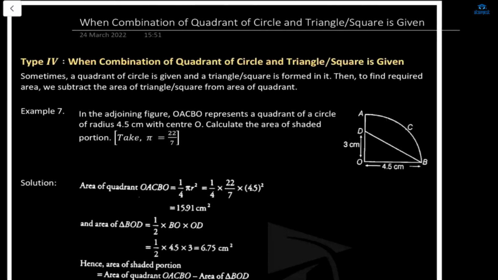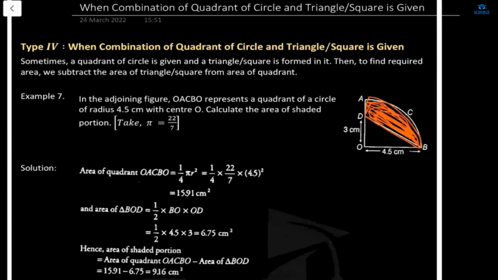Now the shaded region is this. This is just the shaded region. So clearly we are going to find out the area of the quadrant, and from the area of the quadrant we are going to subtract the area of the triangle to get the shaded portion area.